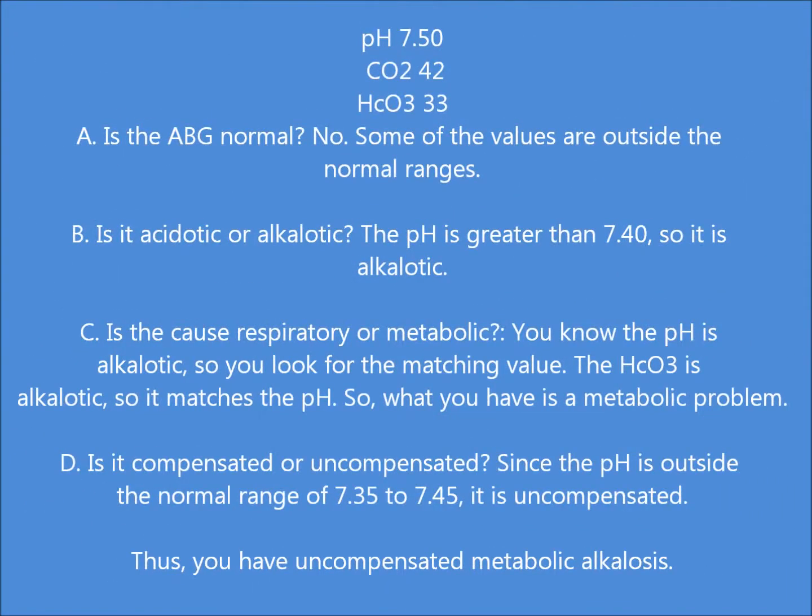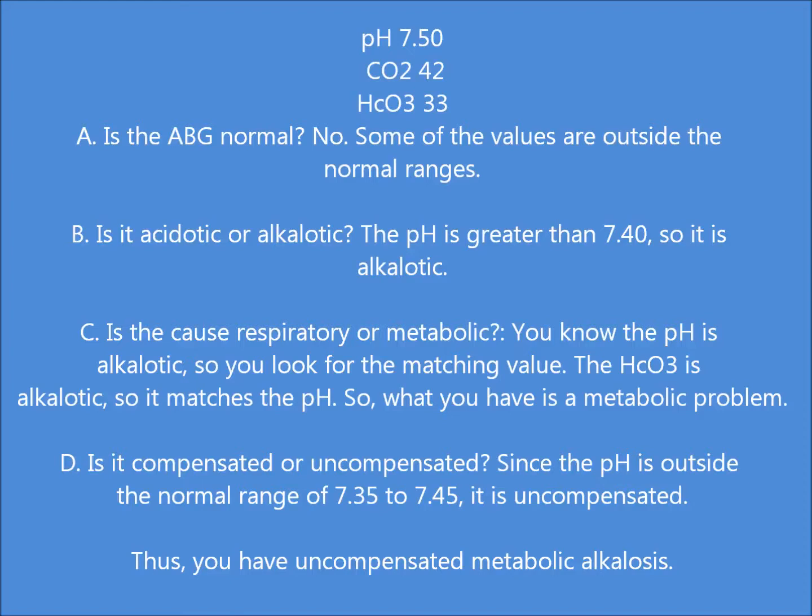Here we have a pH of 7.50, CO2 of 42, and an HCO3 of 33. Is the ABG normal? No. Some of the values are outside the normal range. Is it alkalotic or acidotic? The pH is greater than 7.40, so it is alkalotic.